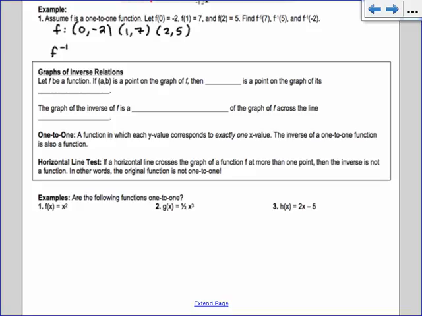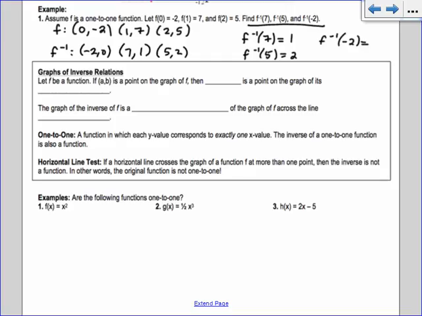So what point should I have for f inverse? Instead of having 0, negative 2, I should have what? Negative 2, 0, exactly. So instead of 1, 7, I have 7, 1, and instead of 2, 5, I have 5, 2. So when I ask, what is f inverse of 7? f inverse of 7 is going to be 1, right? Because I have the point 7, 1 for the inverse. And f inverse of 5 ends up being 2, and f inverse of negative 2 is 0. Those are my answers. So you're just switching the x and y values.